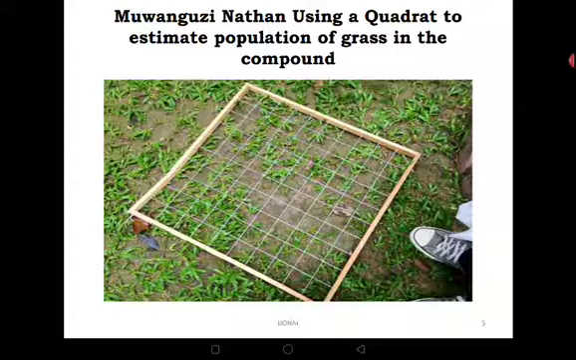Remember, this method is used for slow-moving organisms or static organisms, organisms that don't move. Don't use it for estimating population of cockroaches. Surely you will be disappointed. Don't use it for chicken, for rats. It may not work, but you can use it for grass and other static organisms that are small, that can easily be enclosed in the quadrat.